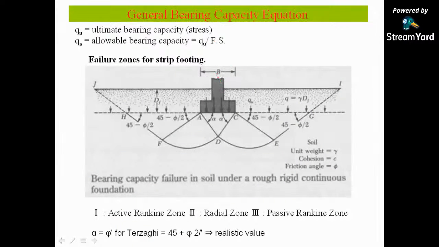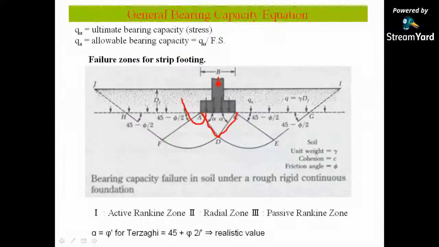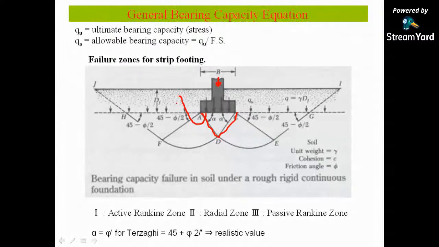So if you are having the column with load P here, you are having a footing here with width B, distributing the load to the underlying soil. This is your ground level, and this is your depth of footing. So what will happen? Under this it will give you first punching shear, then the load will try to go in this direction. Okay, so it will travel radially. When it travels radially, it will become curved here, and again it will become a straight line here.